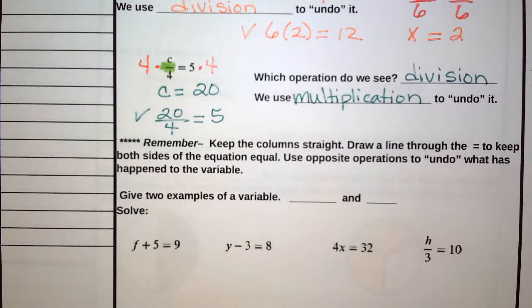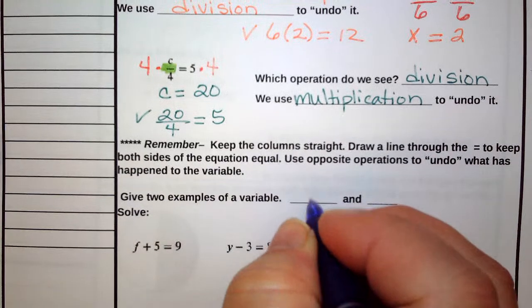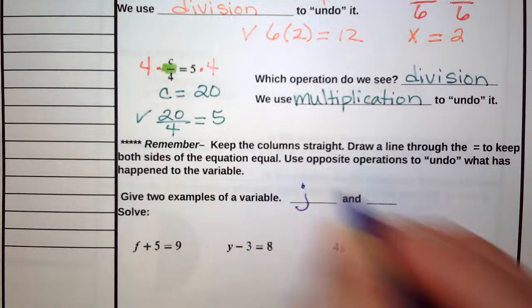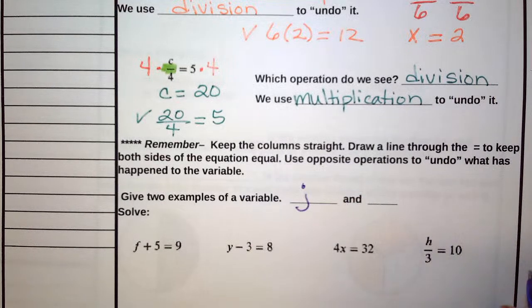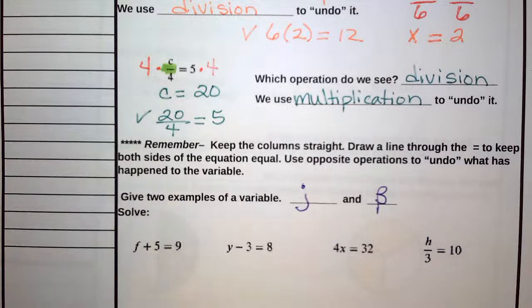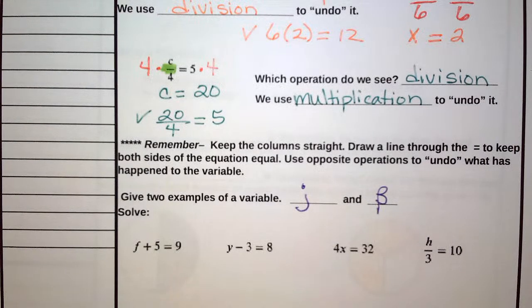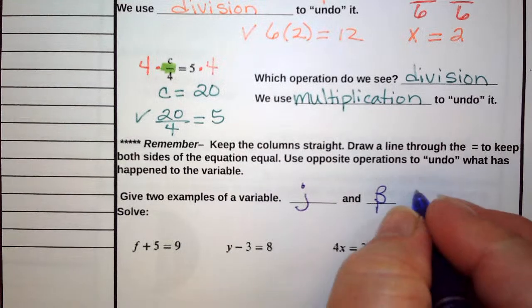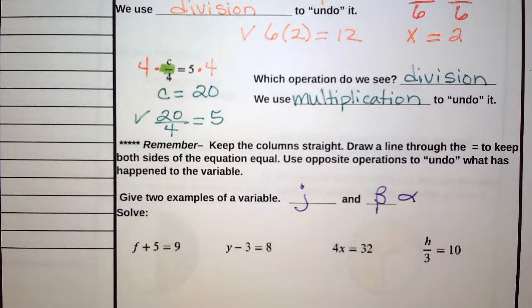You could have used any letter in the alphabet. I'm going to use J. J is a variable now. Or I'm going to actually use beta. Beta is a Greek letter. It looks like a capital B with a line down a little bit longer there. I could have also used alpha. Alpha and beta are the variables you will normally see when you're looking for missing angles of a triangle.